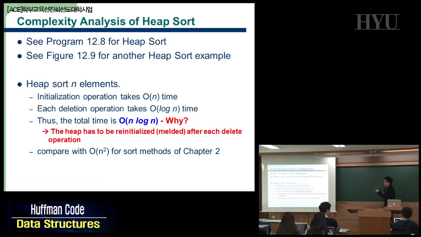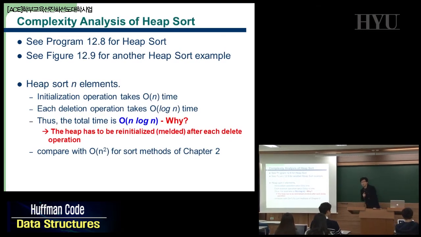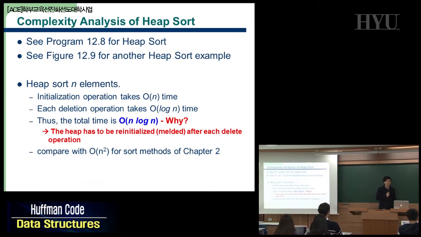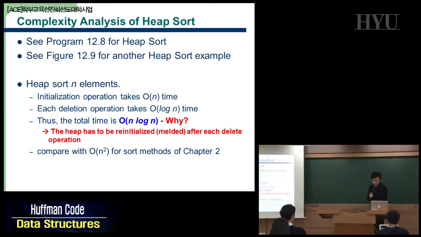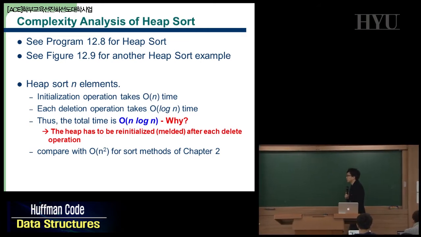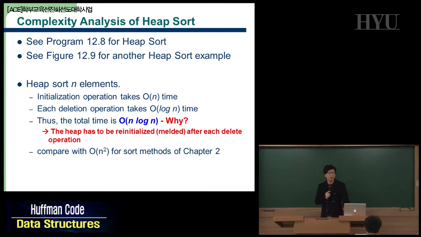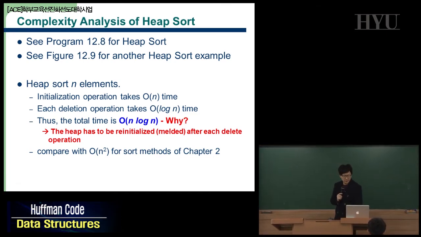And then what I just explained: why we consider this operation as an n log n time complexity algorithm. You have to do a reinitialization every single time you extract the elements, right? Compared to the order of n square sorting algorithms, hopefully it will be better, right? So that was the review that we did.